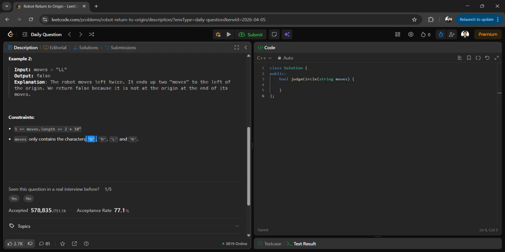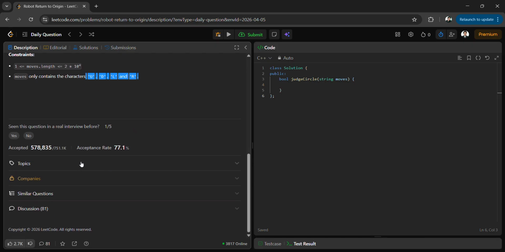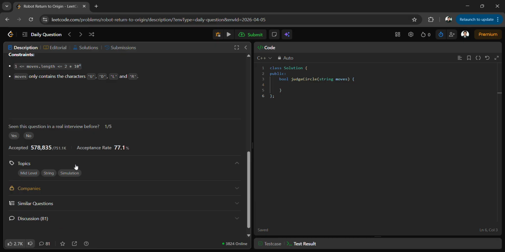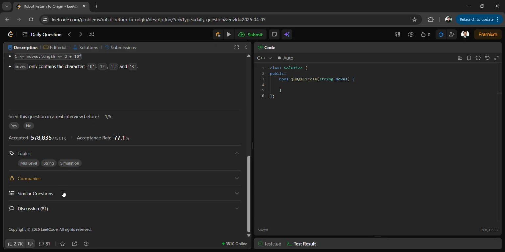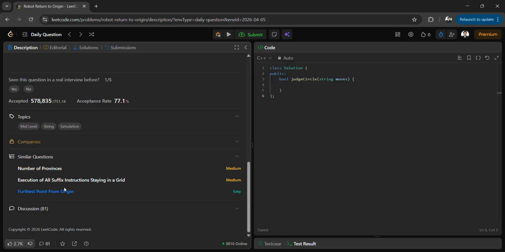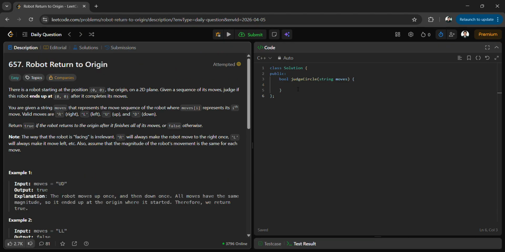U for up direction, D for down direction, L for left direction, and R for right direction. This problem is completely based on matrix and string simulations, and there are similar problems based on a two-dimensional plane. Let's try to solve this problem.